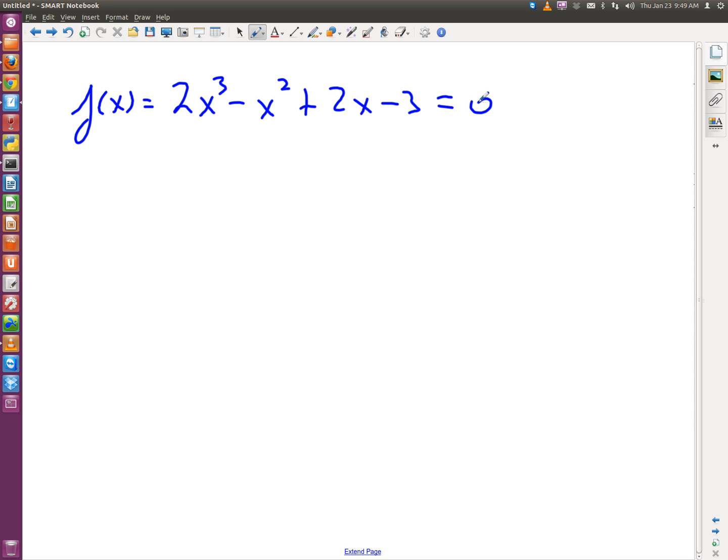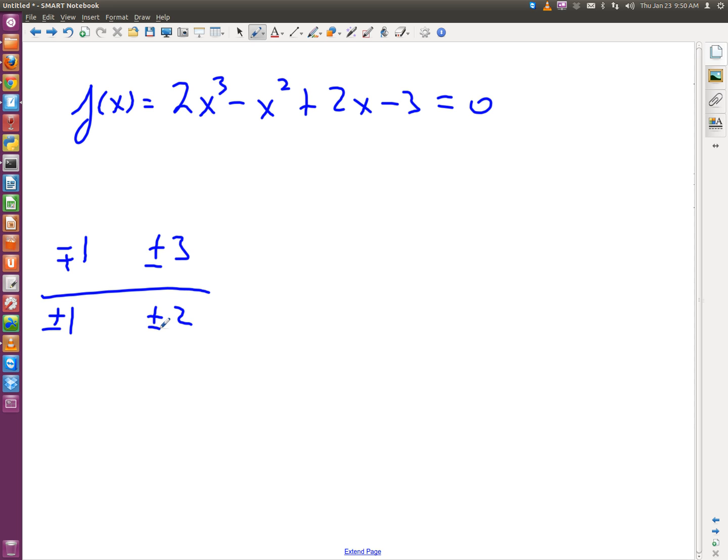What are factors of negative 3? Negative 1 and positive 3, or positive 1 and negative 3. Over, what are factors of positive 2? Positive 1 and positive 2, or negative 1 and negative 2. One of these combinations might be a root. The theorem states that if one of the roots is rational, remember what rational means? Fractional. A ratio made up of an integer over an integer. That's a rational number. It's made up of factors of the last coefficient, negative 3, divided by factors of the first coefficient, positive 2.